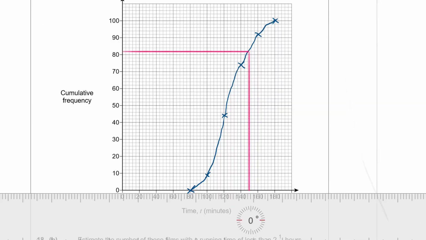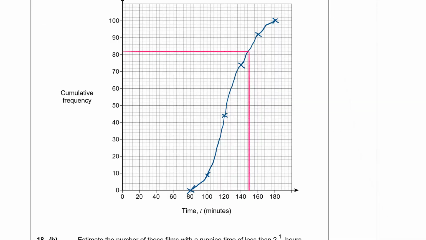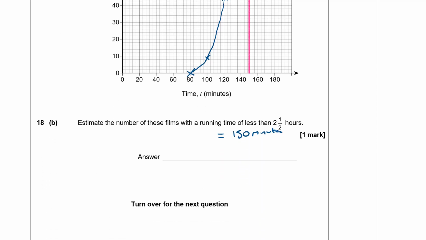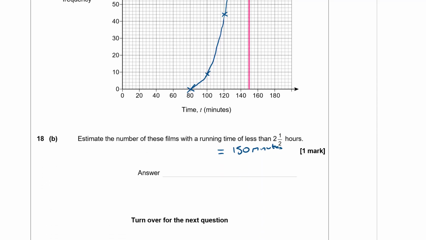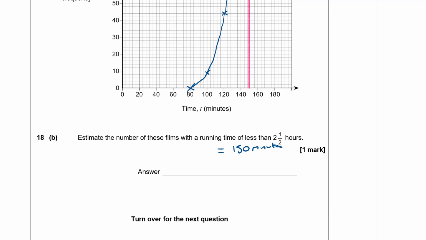Right, okay, so this value here is 82. So estimate the number of films have a running time of less than 2.5 hours. It should be 82 films.